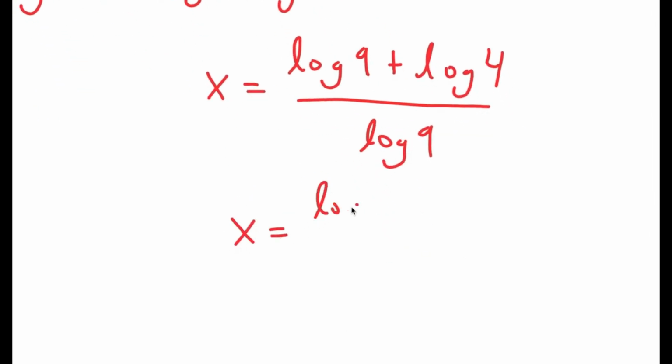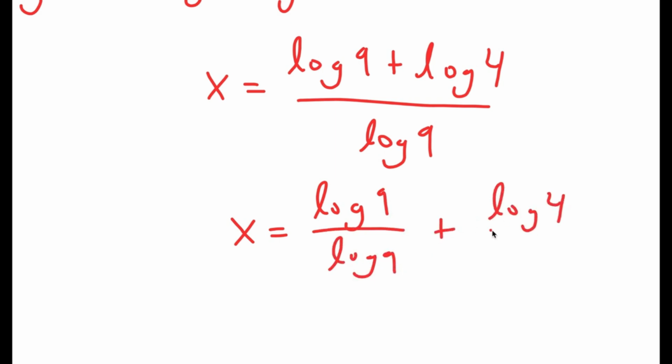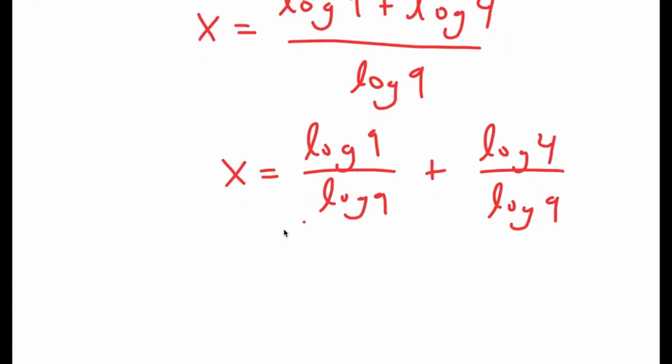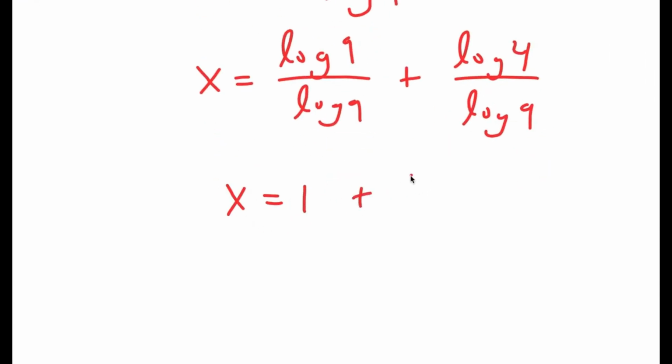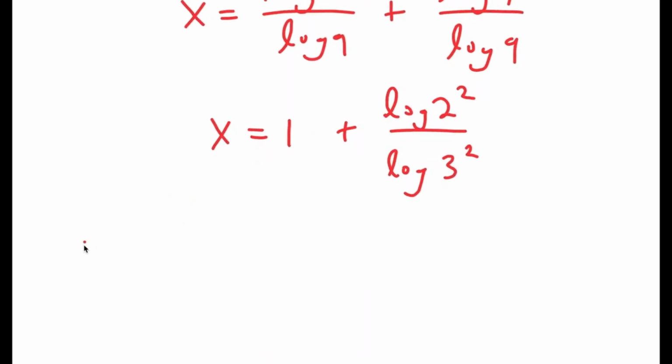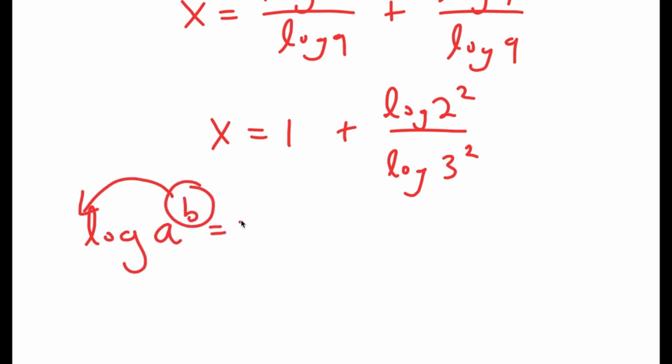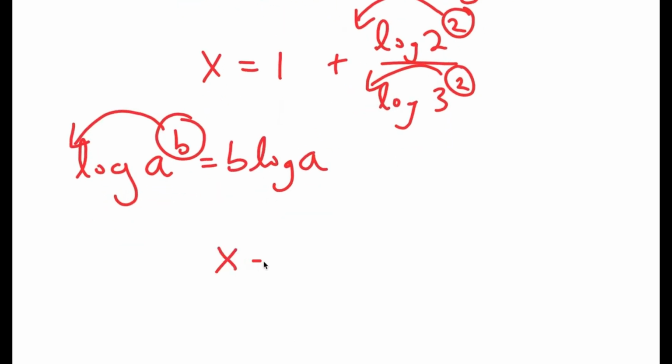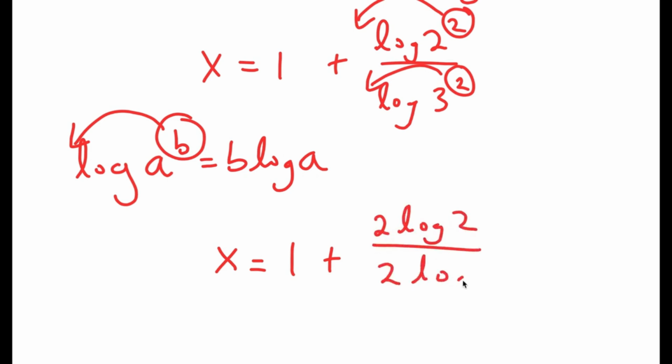So now this is equal to log 9 over log 9 plus log 4 over log 9, which is equal to 1 plus log of 2 squared over log of 3 squared. And if I have something in the form log of a to the power of b, I can move this exponent b to the front, so this turns into b times log a. In this case, I can move 2 to the front over here, 2 to the front over here, so I get x is equal to 1 plus 2 times log 2 over 2 times log 3.